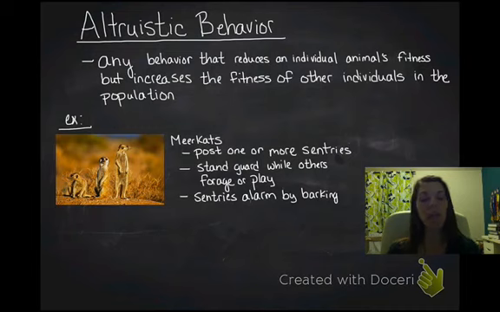You can imagine that if I'm standing up and there's a predator there and I'm barking, I'm drawing attention to myself. That's going to reduce my probability of surviving and thus my probability of reproducing. So that's decreasing my evolutionary fitness, but if it allows the other individuals in my population to survive, then that's increasing their ability to survive and reproduce later, increasing the fitness of the other individuals in the population. So we would categorize that as altruistic behavior.